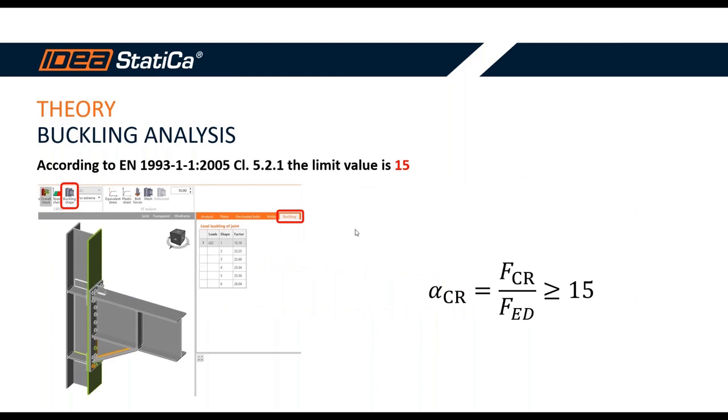I'm sure that all of you know the limit value for buckling. For Eurocode, it is in accordance with Eurocode 1993-1-1, clause 5.2.1, and there is a limit value 15. It means what is under the limit 15 is unsatisfactory. So it's nothing new for you as engineers.